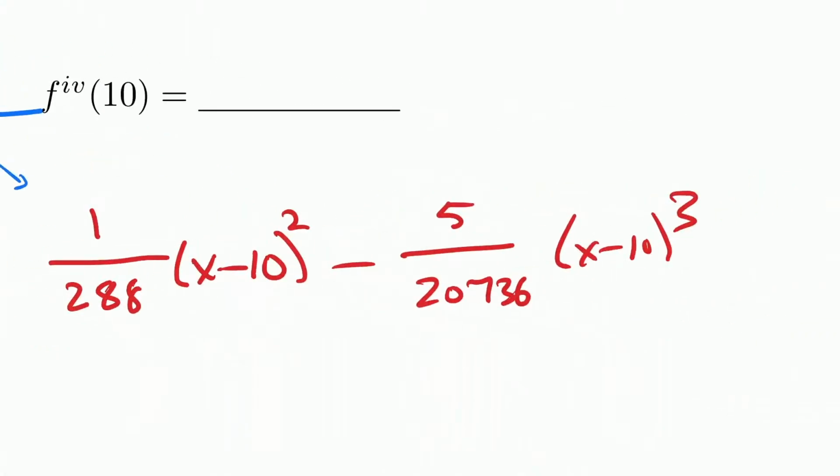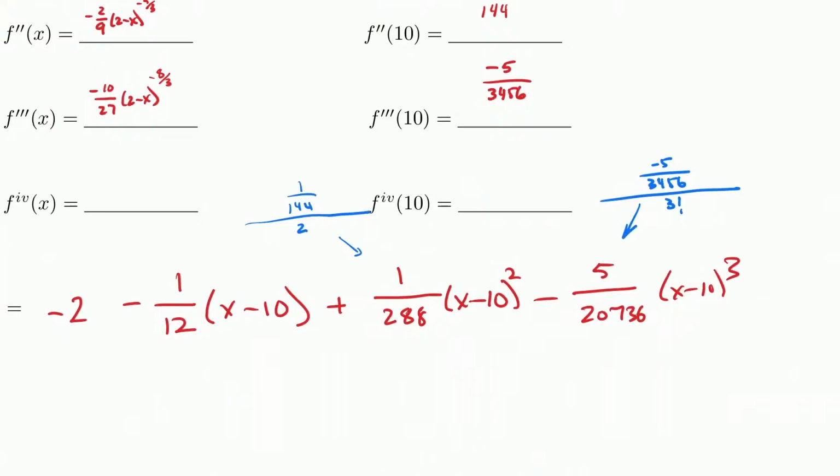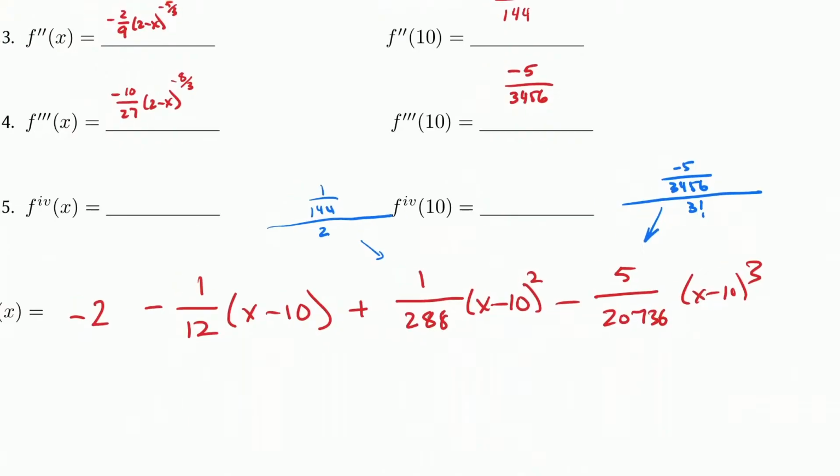And then this one is negative 5 over 3456, all divided by 3 factorial. Now that one I definitely did on the calculator. So if we needed a 5th term, but notice that they're all non-zero, so we're good. But if we needed another term, you would just take the next one down.